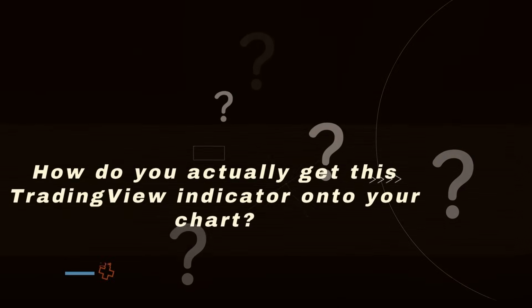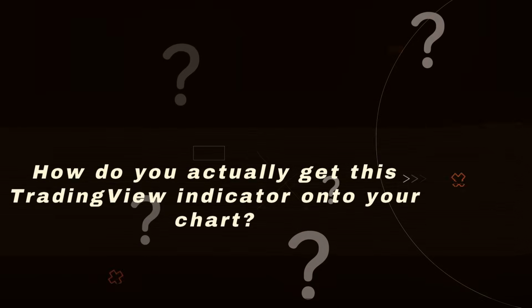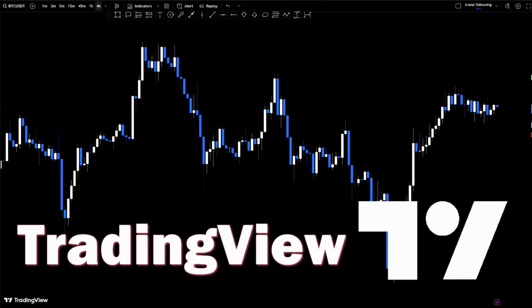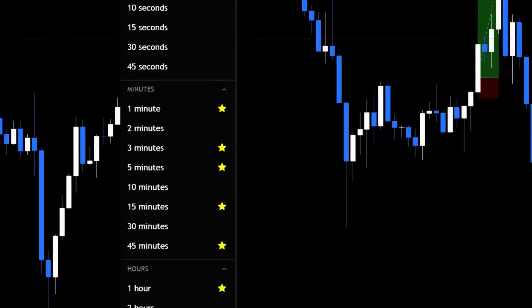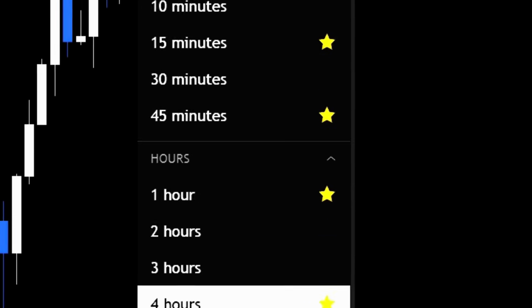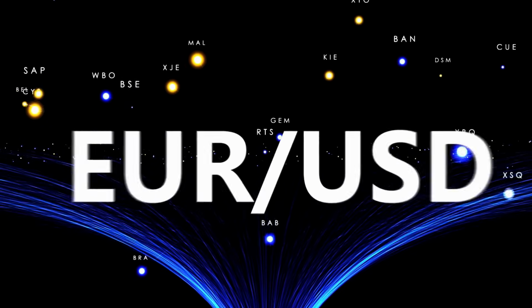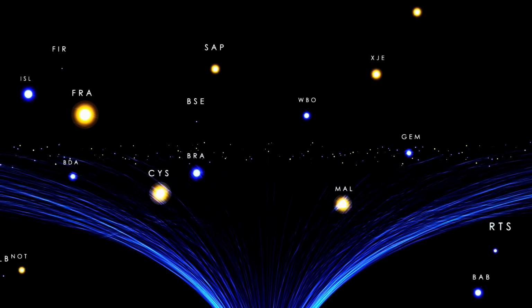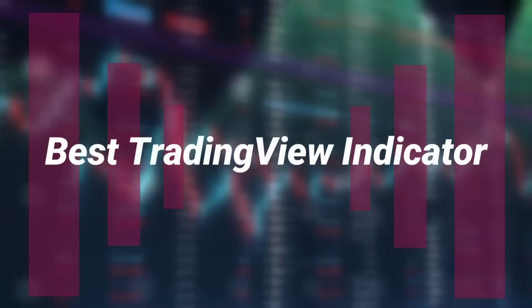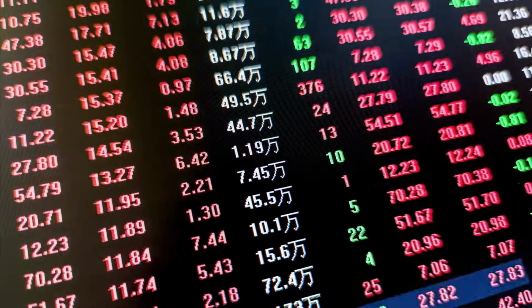Alright, so how do you actually get this TradingView indicator onto your chart? Super simple. First, you'll want to head over to TradingView. That's the platform I'm using right here. Once you're there, just pick a chart you like. Seriously, it doesn't matter if it's Bitcoin, Euro against USD, Tesla, or whatever. The concepts we're talking about today, using the best indicator TradingView offers, work across the board.